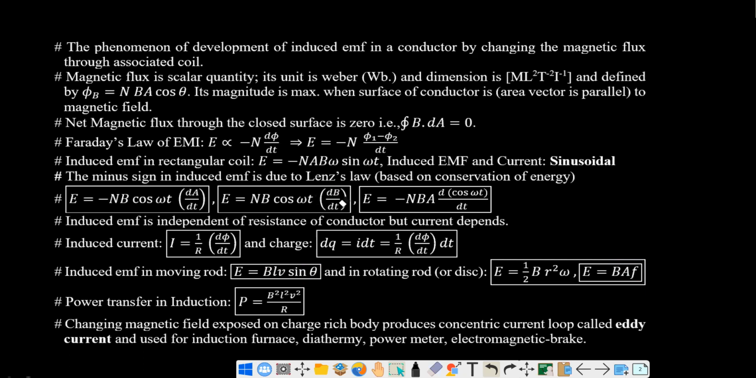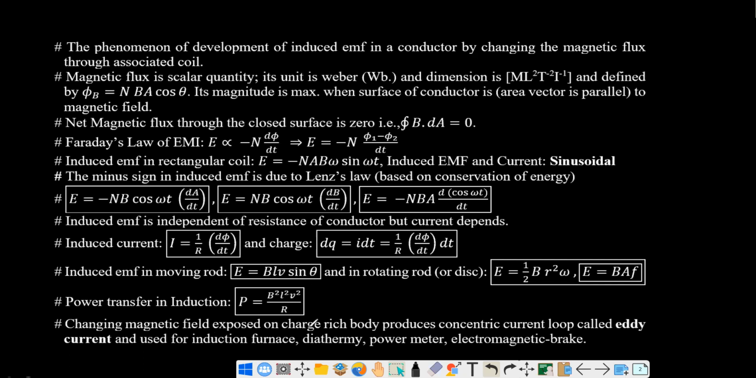Okay, so further, the power produced or induced will be given by B square L square v square by R. You know well, power equals voltage times current. Okay, P equals VI. So if we use P equals V times I, then obviously you can easily get this mathematical calculation.